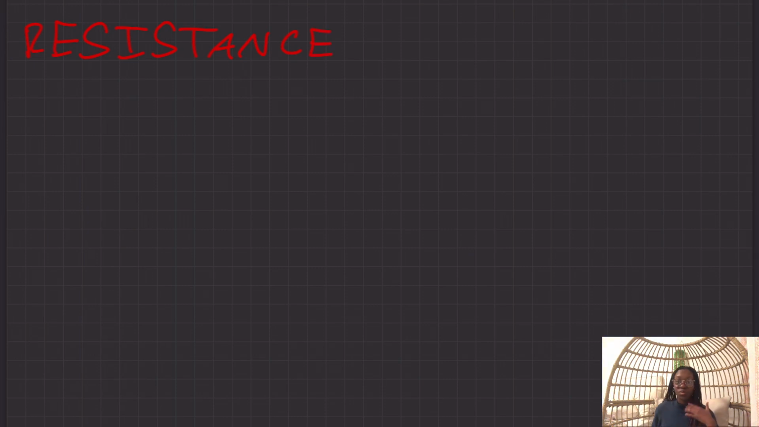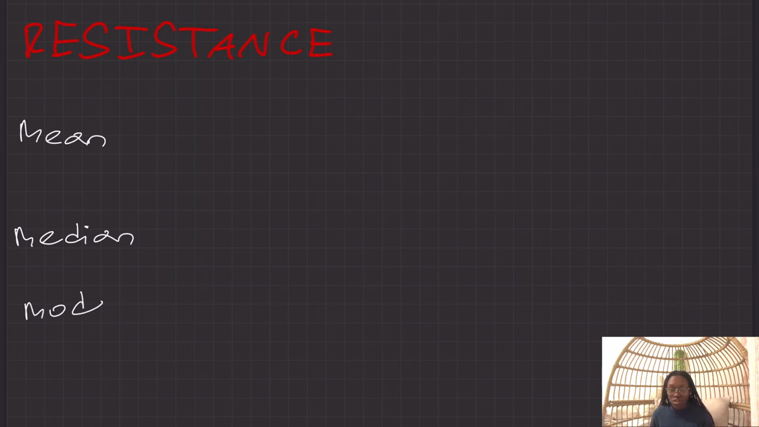Resistance is super important when we're talking about measures of central tendency, and I know this because I got this question right on a test and nobody else did. This is a trick question that tricks up many statistics students because they have no clue what resistance even means.